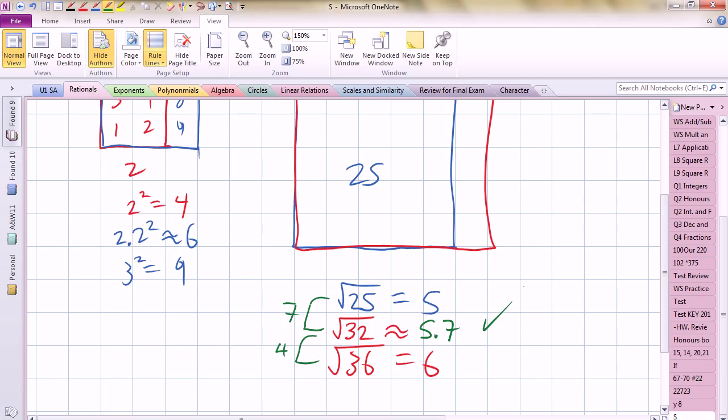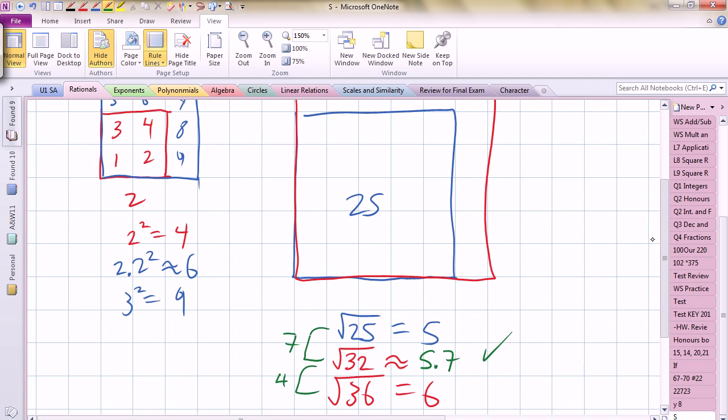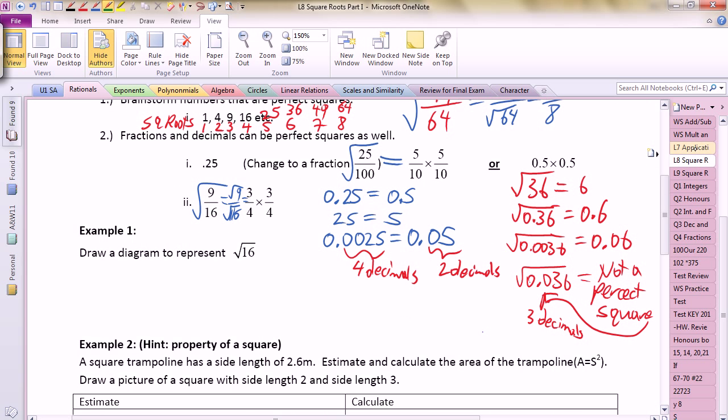So this is kind of all we're going to learn today. We're going to go into our notes and put it down. But really think about how many squares there are. Think about the size. Okay. Back to our notes. Done.